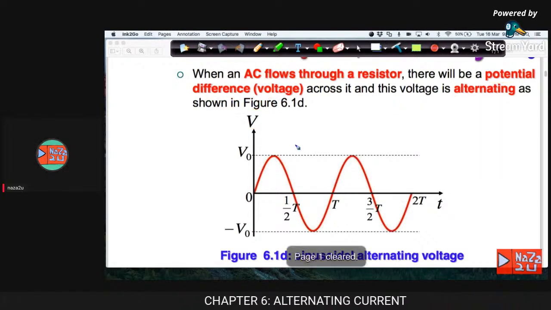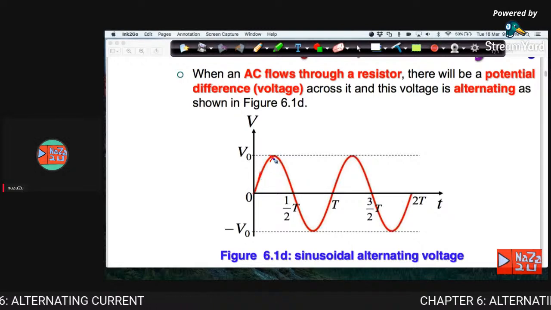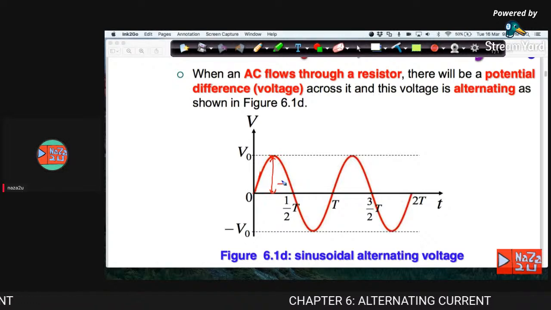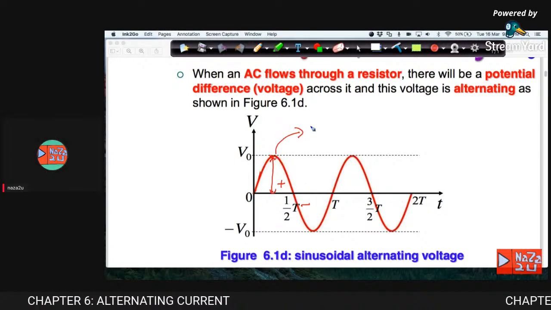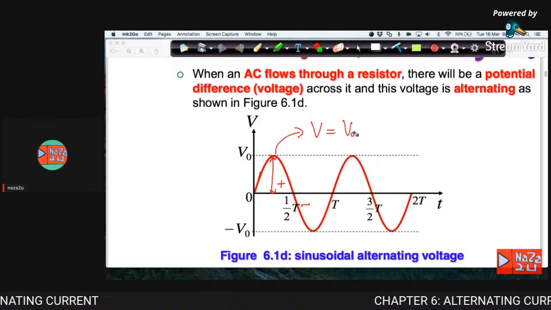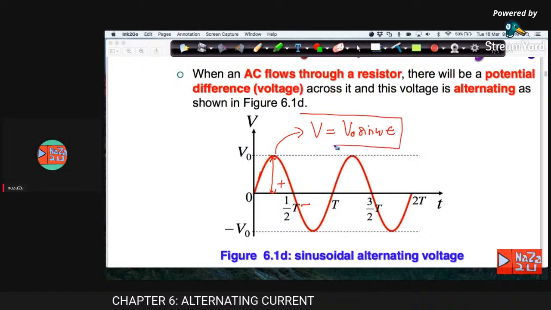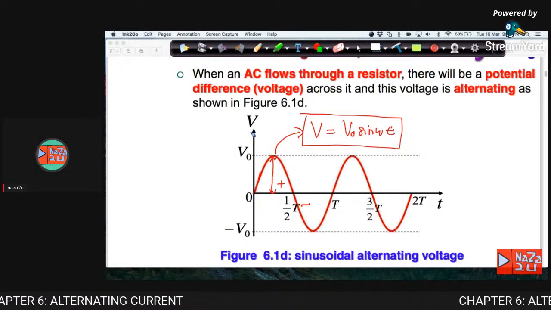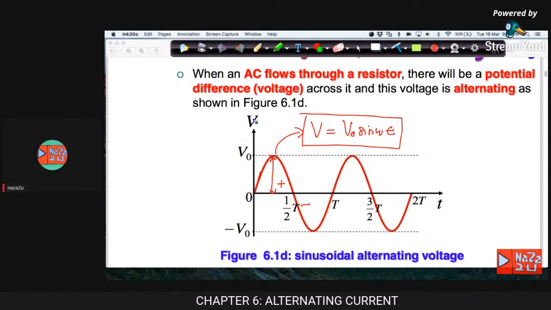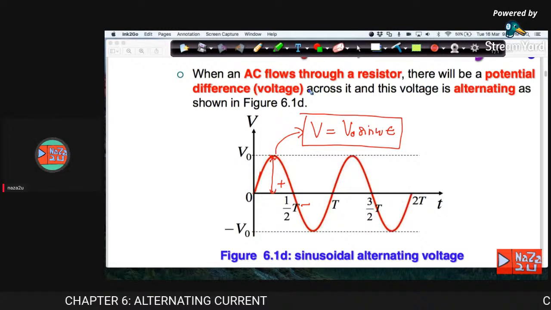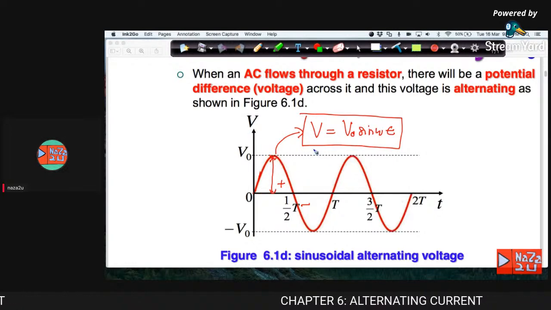That's why kalau kamu tengok graf ini, potential tu bermula daripada kosong, lepas tu dia increase sampailah kepada maksimum dan dia akan turun balik. Sama juga, ini bahagian positif, bahagian negatif. Jadi kalau kita nak rujuk kepada persamaan, sini adalah V is equal to V naught sin omega t. Pun sama juga macam I tadi. Okay, because the change of alternating voltage untuk yang AC current. AC flows through the resistor, there will be a potential difference across it, and the alternating voltage you can refer to the graph here. So change of direction.